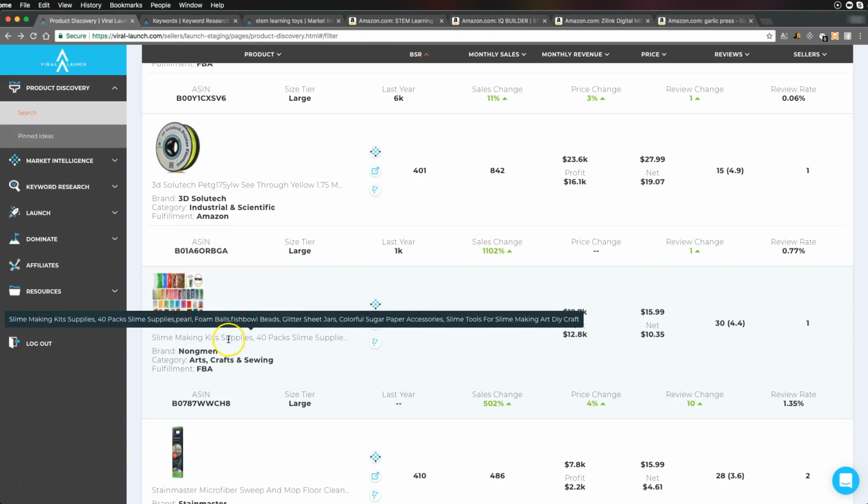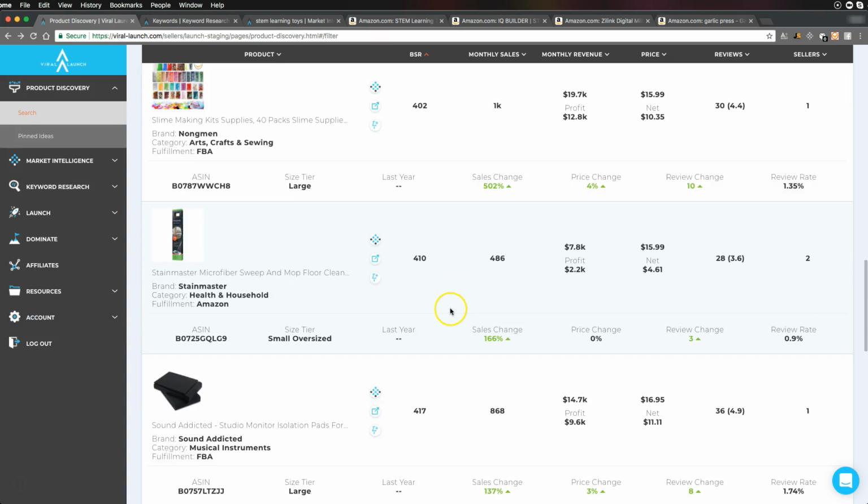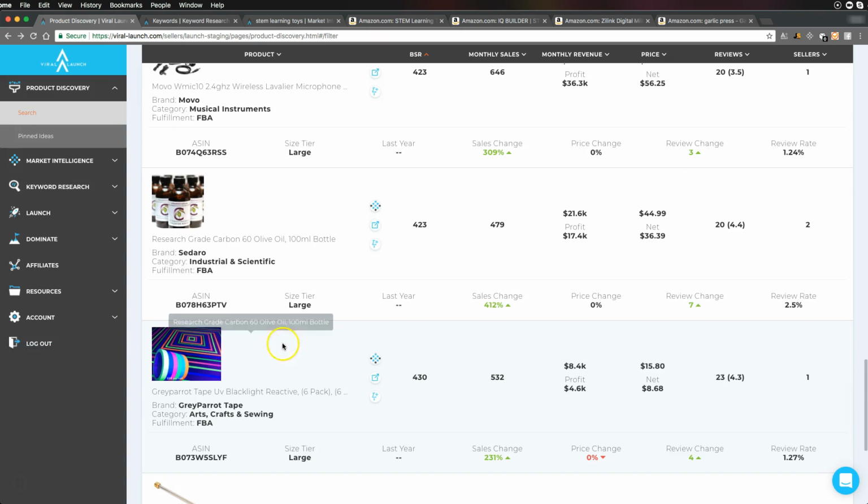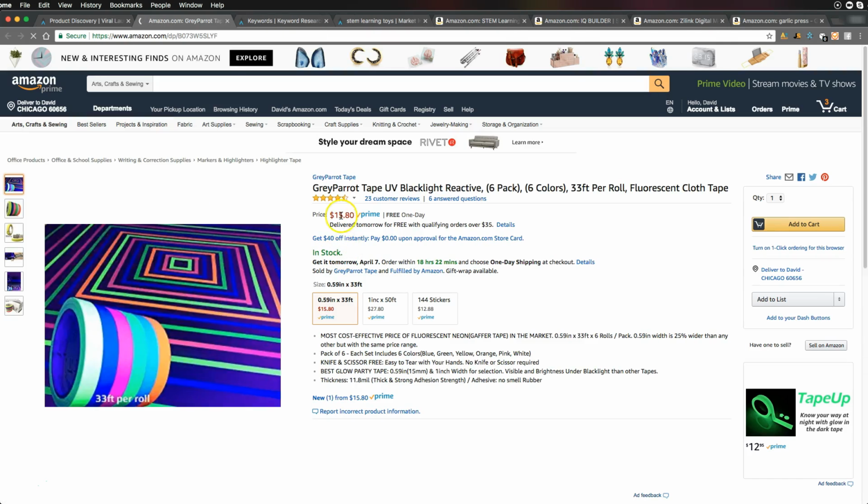Here's another one, slime making kits. These are crushing it. I know they're doing really, really well. I was actually considering selling them. There's a ton of these products. I mean, UV black tape. Like, this is such a cool product that's doing really well.